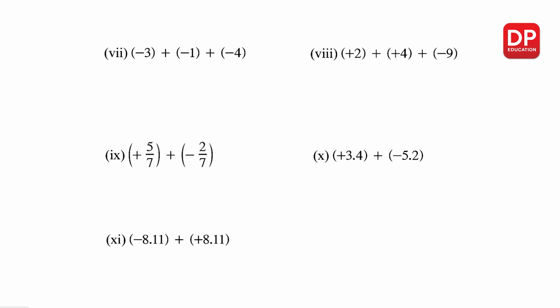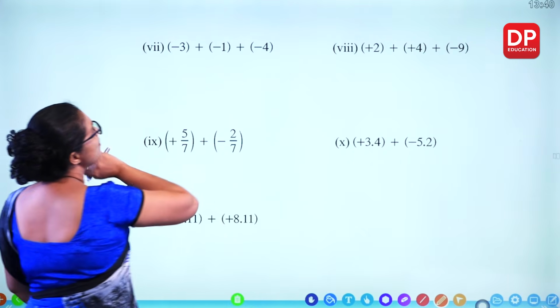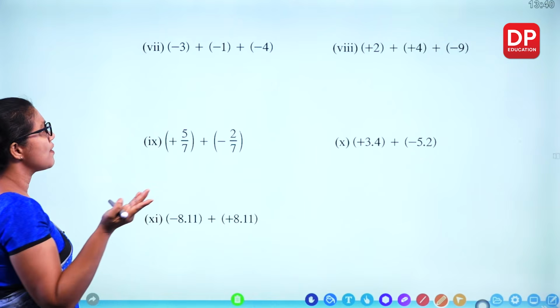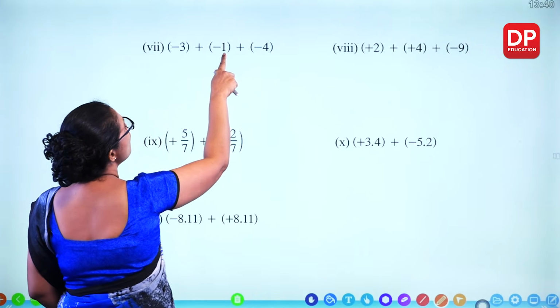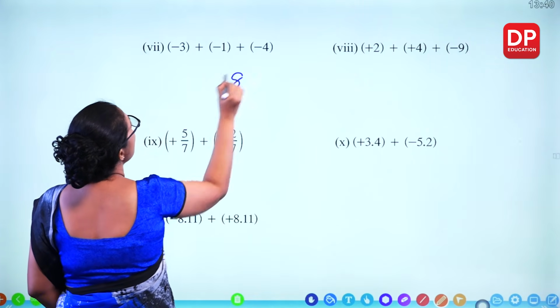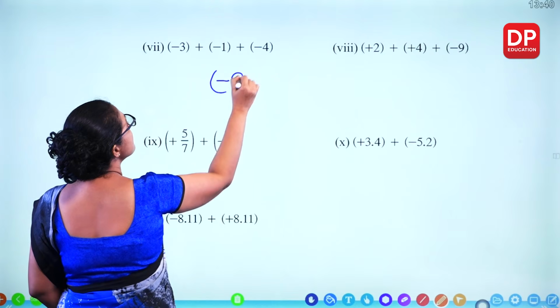Now, here, all these negative numbers. So that means adding negative numbers. 3 plus 1, 4. 4 plus 4, 8. But this is negative 8.